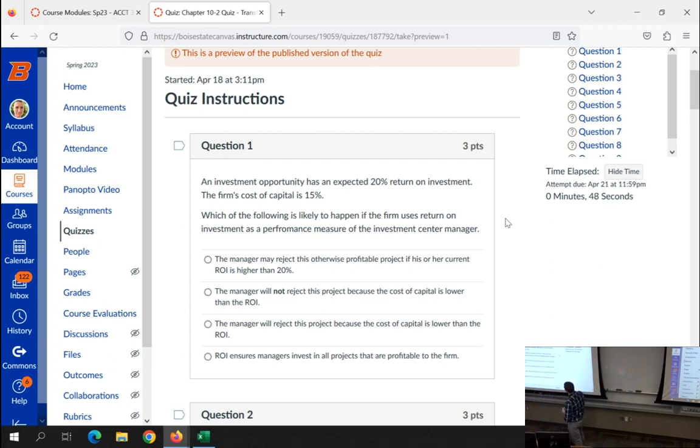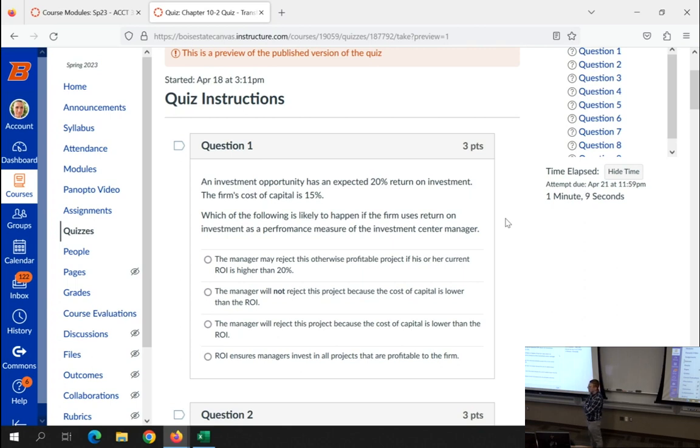an incentive, or the measure by which we decide whether you get incentives or not, could create some conflict with that idea. So number one, the manager may reject this otherwise profitable project if his or her current ROI is higher than 20%. Well, that seems to follow what we said on Thursday.